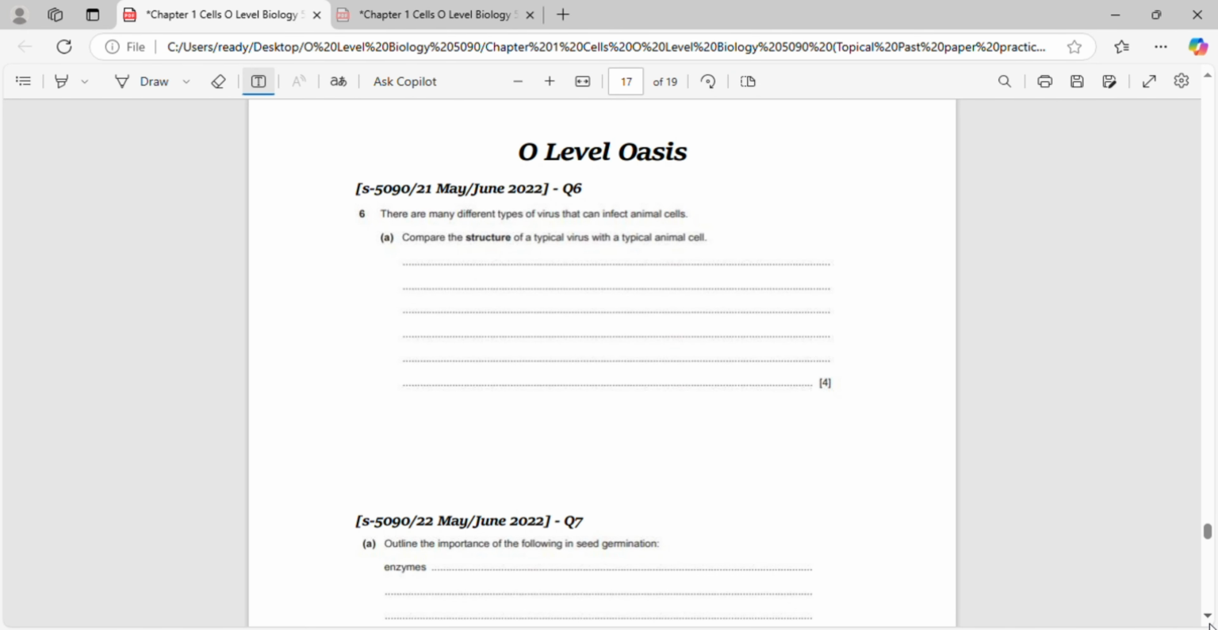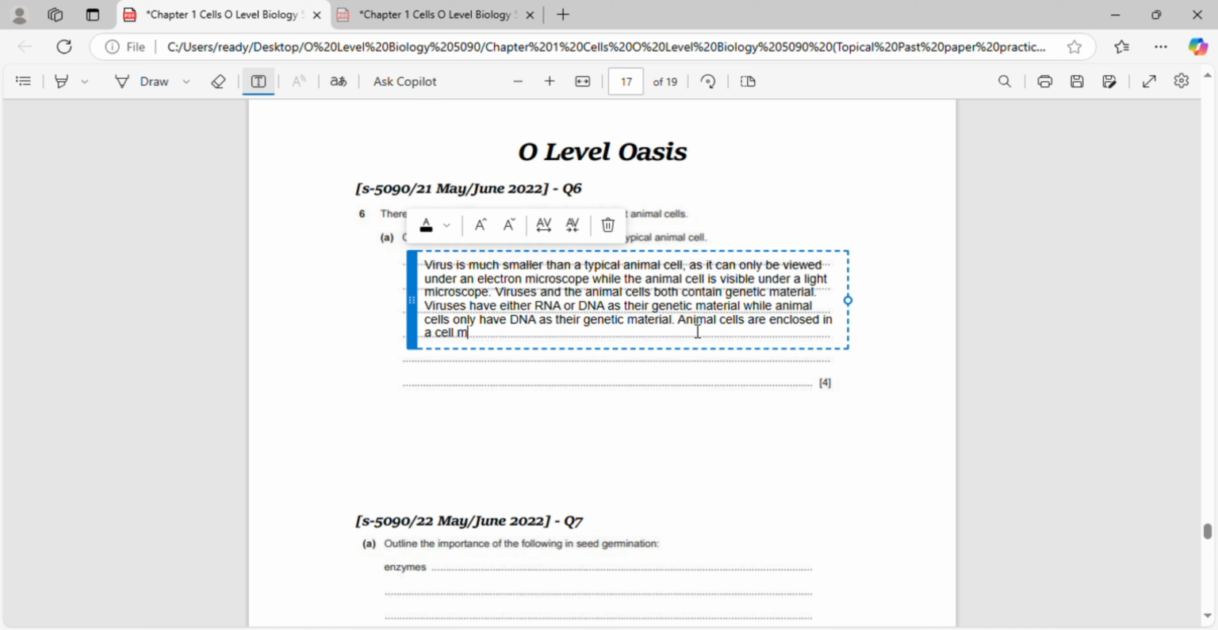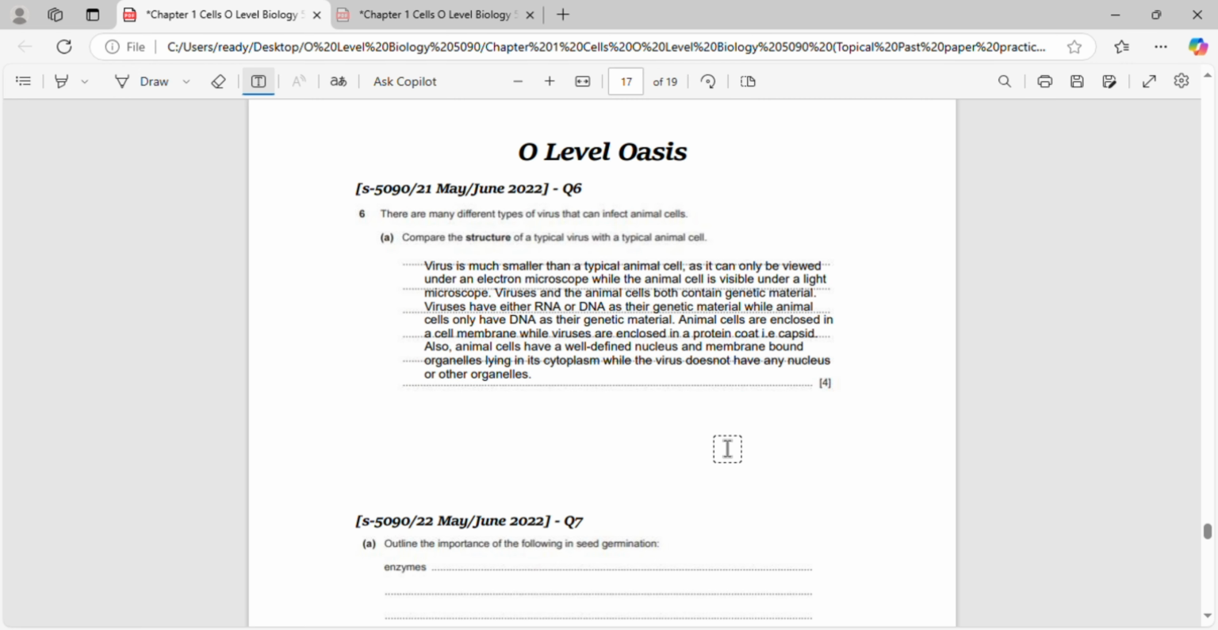The question asks us to compare the structure of a typical virus with that of a typical animal cell. We will write that a virus is significantly smaller than an animal cell and can only be observed under an electron microscope, whereas an animal cell is visible under a light microscope. Both viruses and animal cells contain genetic material, but viruses can have either RNA or DNA, while animal cells contain only DNA. Animal cells are surrounded by a cell membrane, while viruses are enclosed in a protein coat, known as a capsid. Additionally, animal cells have a defined nucleus and membrane-bound organelles within the cytoplasm, whereas viruses lack a nucleus and organelles.